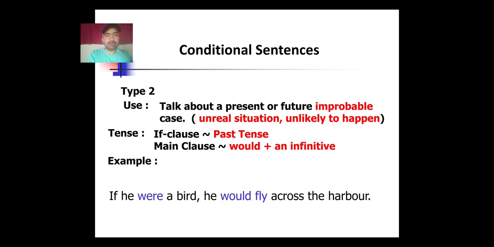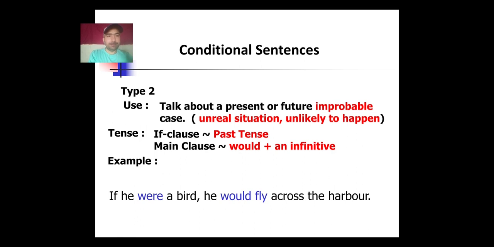Here we are with the example, the unlikely or unreal situation. If he were a bird, he would fly across the harbor. You see, "he were a bird." Now we usually use "was" with "he," but here, since it is an unreal situation, we place "were" with "he." That is how type 2 works.